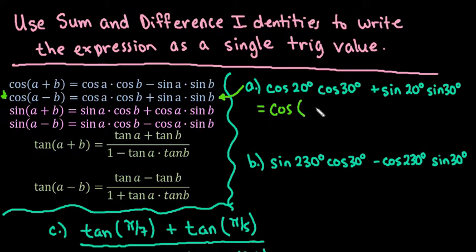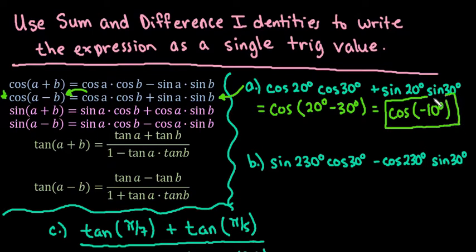the difference of the two angles. So I would take 20 degrees minus 30 degrees. So I basically worked backwards where I took it in the expanded form and I wrote it back into this form. And now all we have to do is simplify this expression. So if I take cosine of 20 minus 30 degrees, we end up with cosine of negative 10 degrees. And I can just leave that as the final answer because of the fact that we just wrote it as a single trig value.